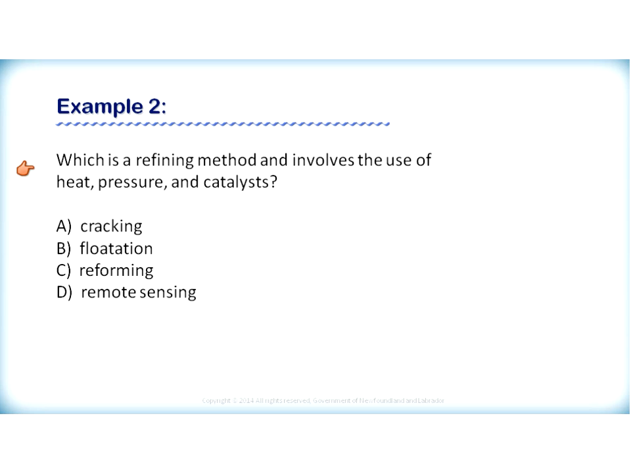Question 2 reads, which is the refining method that involves the use of heat, pressure, and catalyst? So heat, pressure, and catalyst is used in the refining method which we know as reforming. When we reform different petroleum products, heat, pressure, and catalysts are used to speed up the reactions. So the answer to example number 2 will be C, reforming.